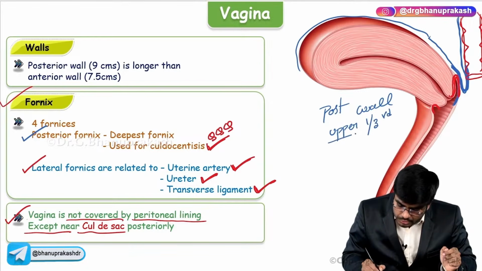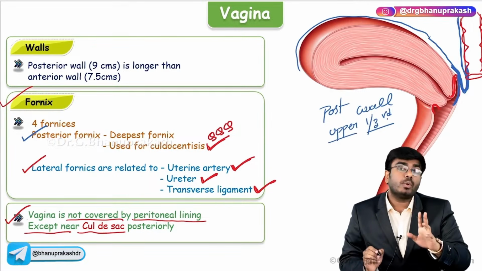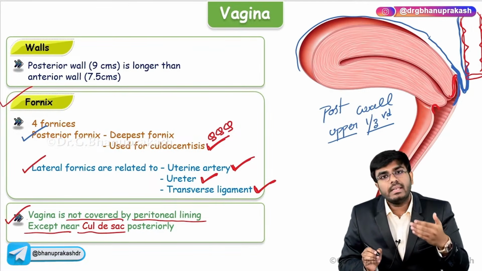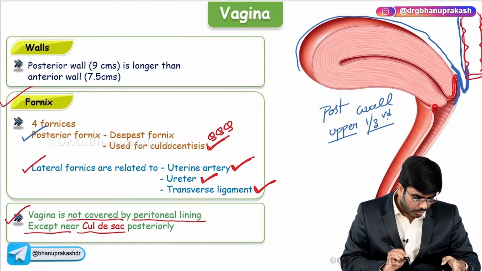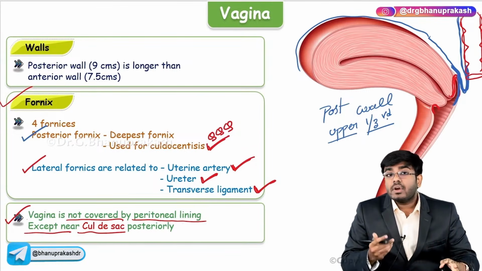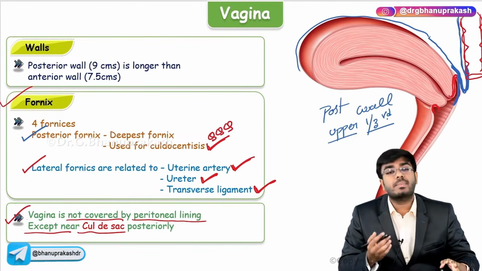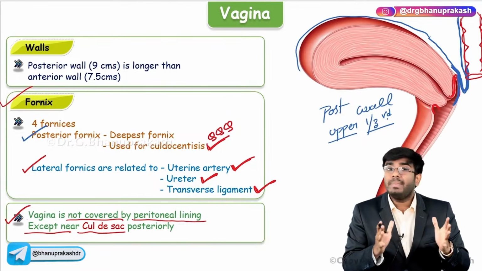Okay, the area near the cul-de-sac is covered with the peritoneal lining, but the other parts of the vagina are not covered with the peritoneal lining. Okay, so this is something important. Now, after this, let's see what is the lining of the vagina and what are the different types of cells which are present in the vagina, and let's talk about the pH of the vagina.